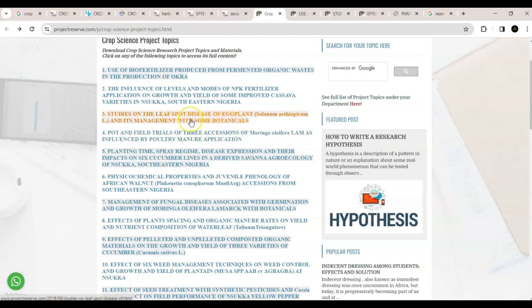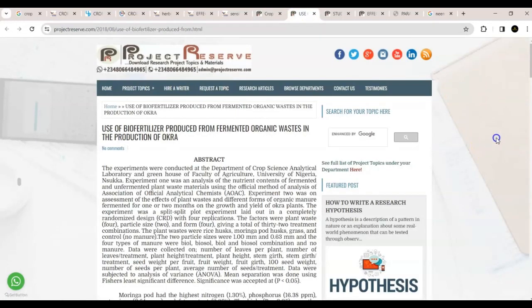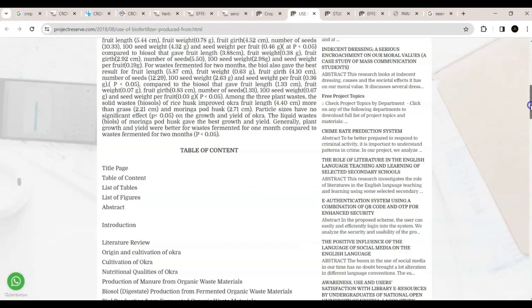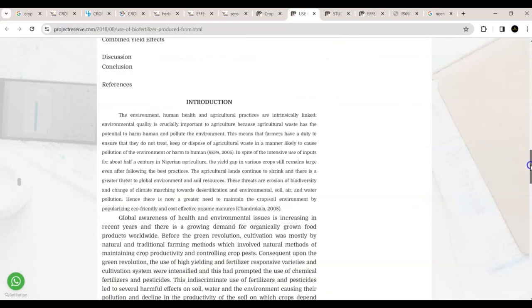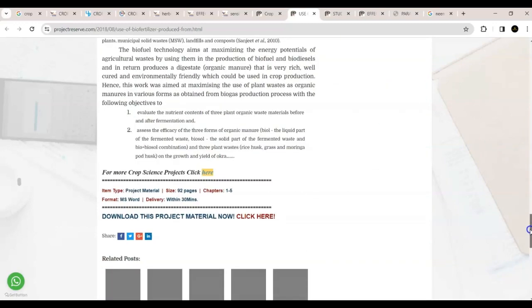So you can check the leaf spot disease. You can see that on the website there is one for entomologists, and there is also one for agronomists here. So when you click on this, it will give you something like this. Then you have to read this and pick. Let's check the introduction. If there are objectives there, yes, you can also go along with this objective. Evaluate the nutrient content of the plant organic waste material before and after the fermentation. Assess the efficacy. So you can go with this project.